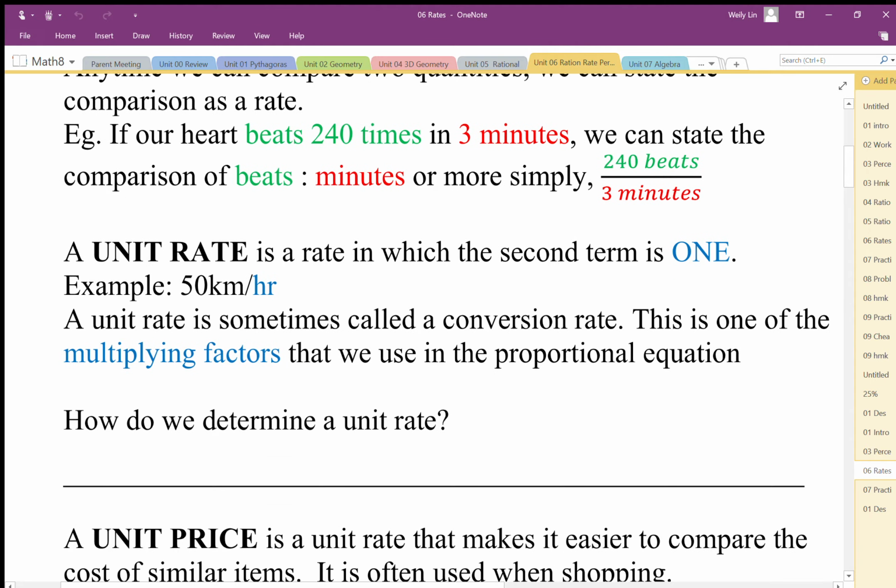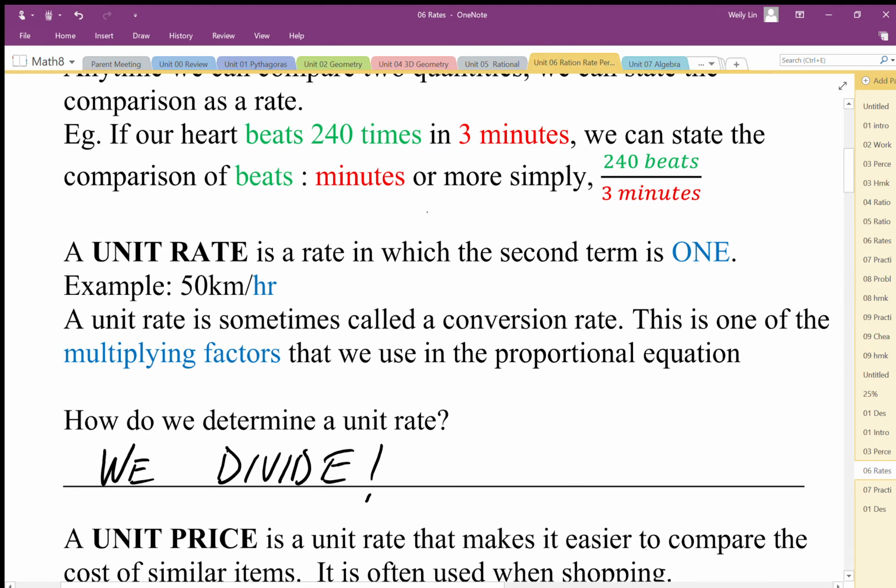Okay, so how do we determine the unit rate? We divide. We divide to get a unit rate. And that unit rate, since we got multipliers by dividing, essentially is a multiplier.